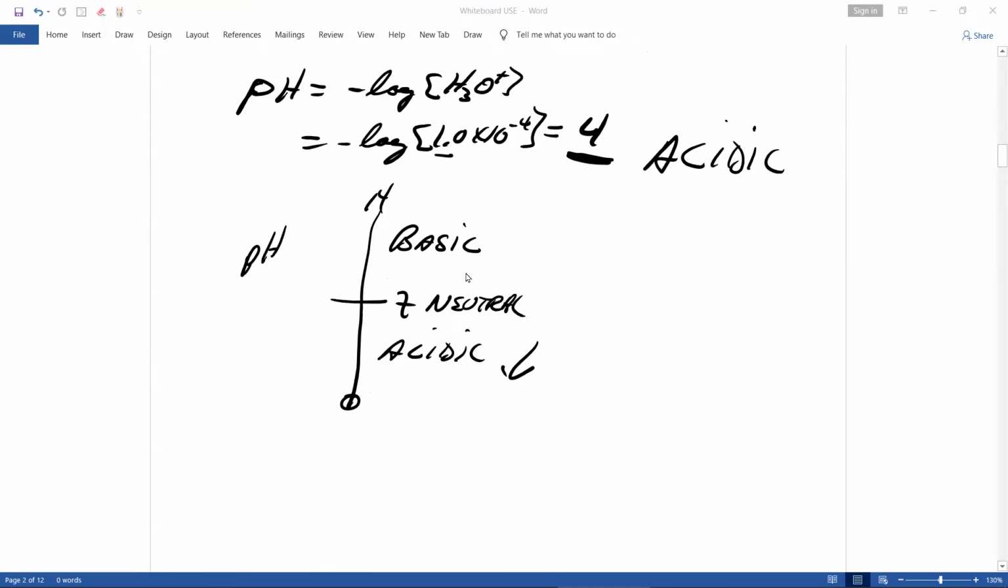Is your solution acidic or basic? When it's less than 7, it's acidic. When it's equal to 7, it's neutral. When it's greater than 7, it's basic.